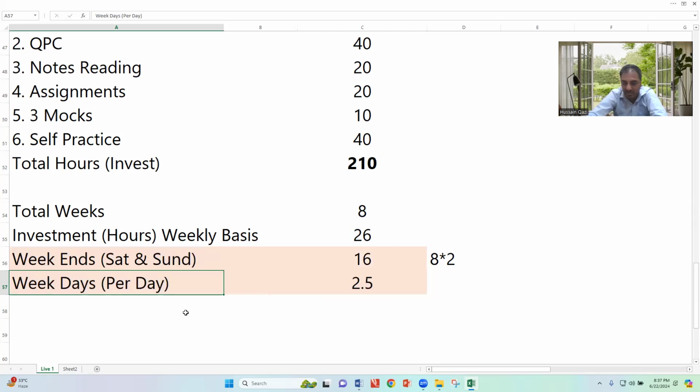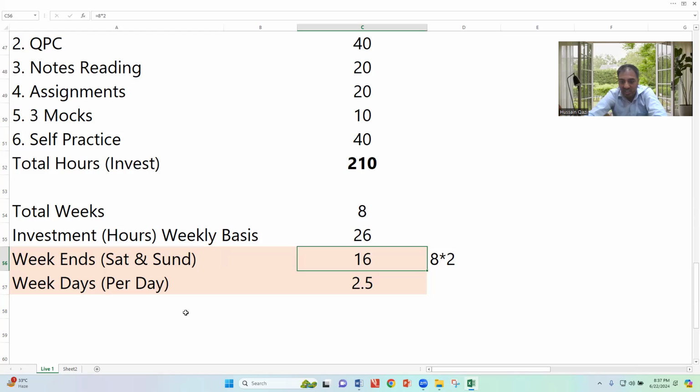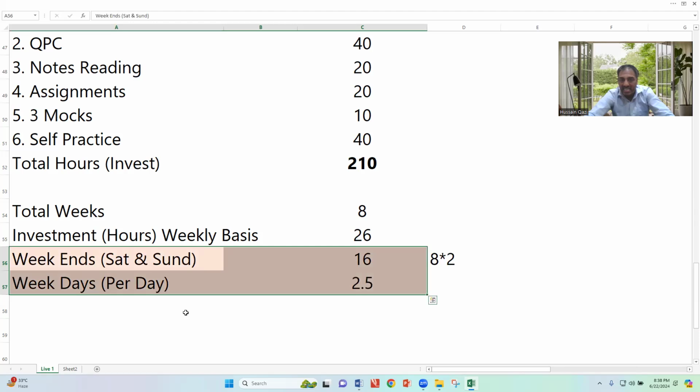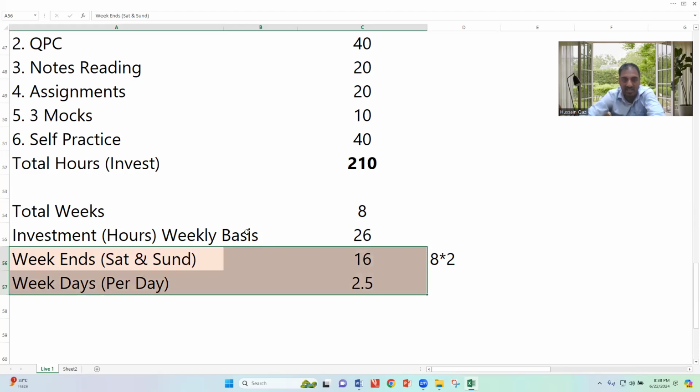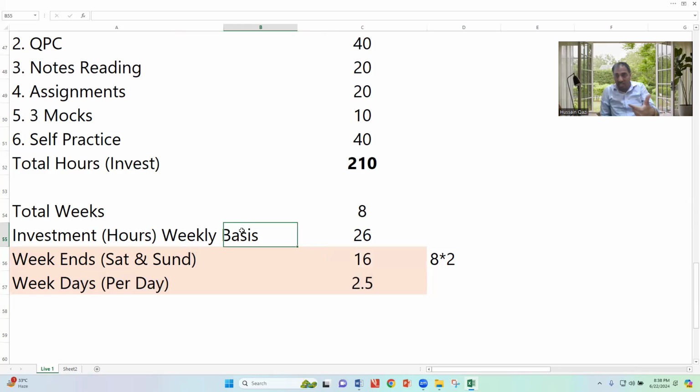If you are a full-time student, you can make a strategy at your own pace. And of course, you will have plenty of time, more than the 210 hours. So students, can you please reply to me? What do you say? Is this reasonable? What's your feeling here? Is it doable? Yes, it's doable. If you really start your studies from now, you can do that. You will be able to complete the course in this manner within 8 weeks. That's the point.